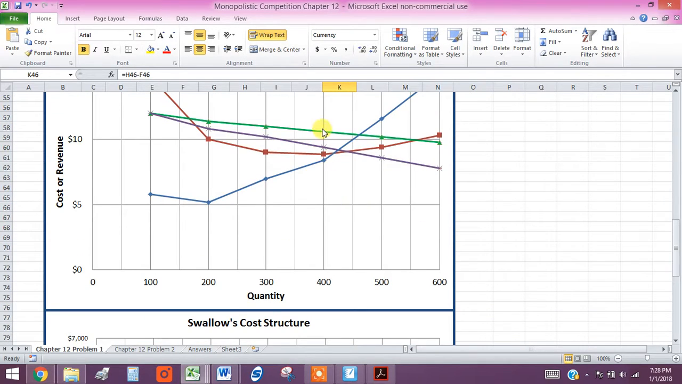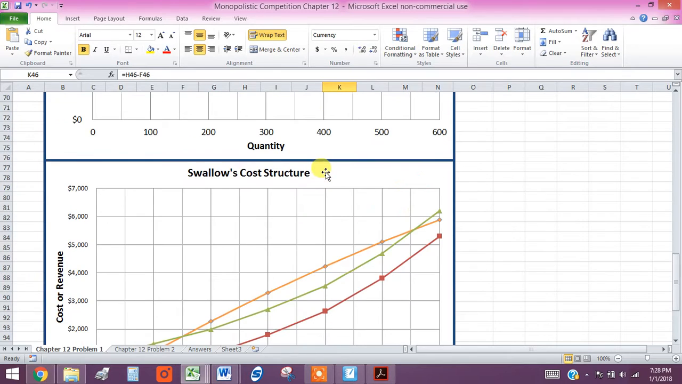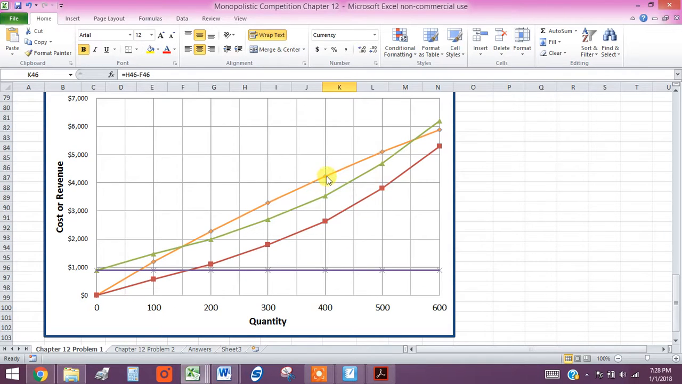If we take that point 400 and move it down here, we can see that this is total revenue in orange. This is total cost in green right here. So you can see that the profit is this area from here to here, and that ends up being 700, and that's the point where it's the greatest. And so you can see it here on the graph.